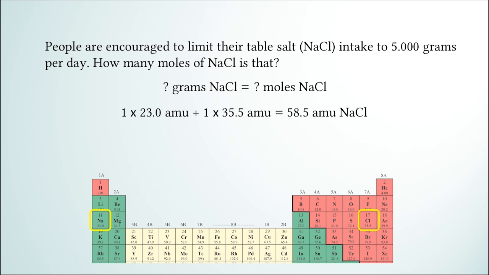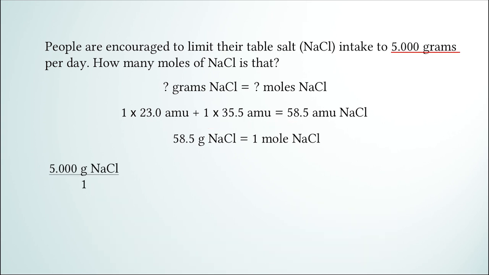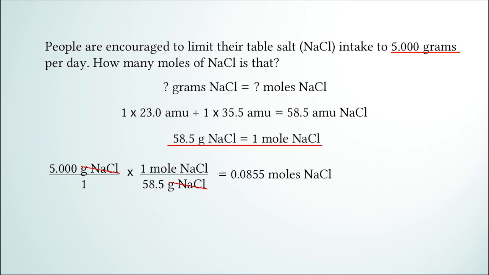It is 1 times 23.0 AMU plus 1 times 35.5 AMU, which equals 58.5 AMU. That is the mass of a single molecule of salt. So that means that 58.5 grams of sodium chloride equals 1 mole of sodium chloride. We can do our conversion by placing our original number of 5.000 grams of sodium chloride over 1. Then set up the relationship so that grams cancel and we get 0.0855 moles of sodium chloride. That number has 3 significant figures, so we are good.